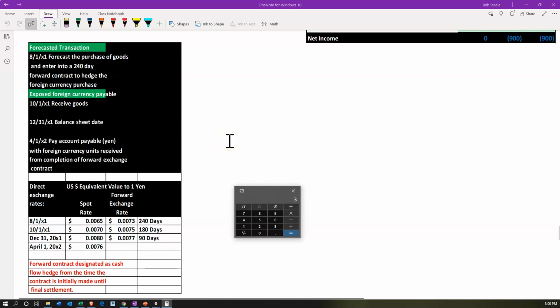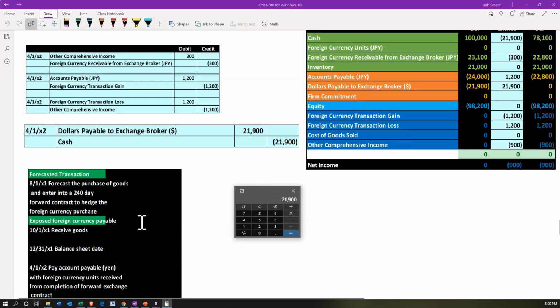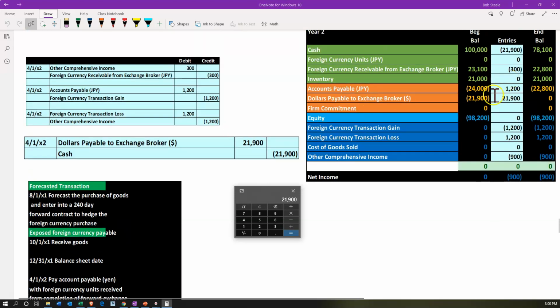In other words, it was the 3 million times the forward rate at 8.1 when we put the forward contract on the books way back when, like the first thing we did pretty much. And that's the 21.9. So we put the forward contract on the books, and this 21.9 side of it, we said we're just going to pay that off at the end of it in dollars. We didn't change it for forward contract, exchange rates, nothing. It just sat there the whole time.